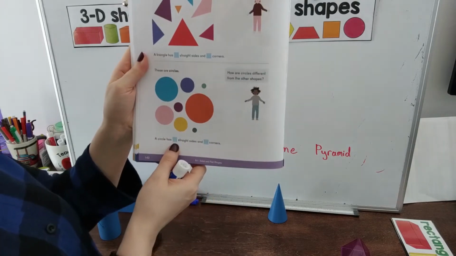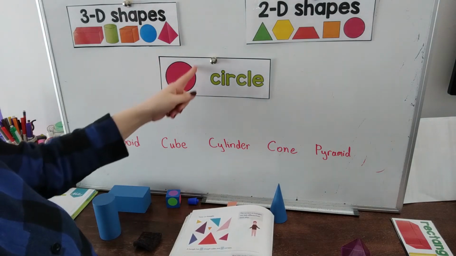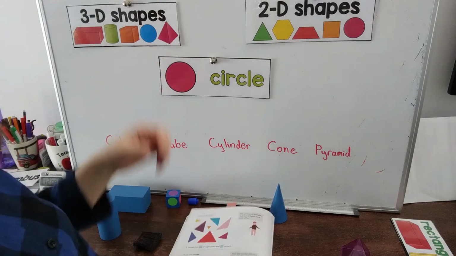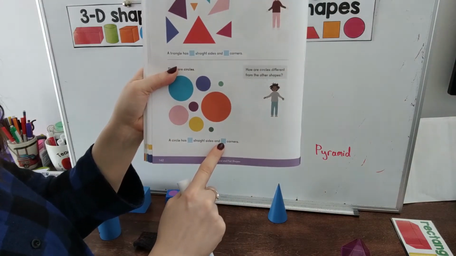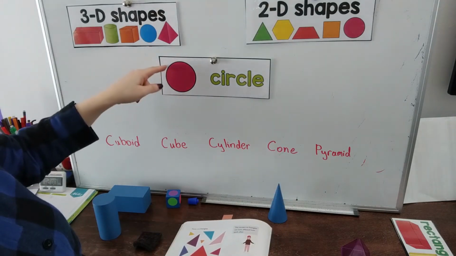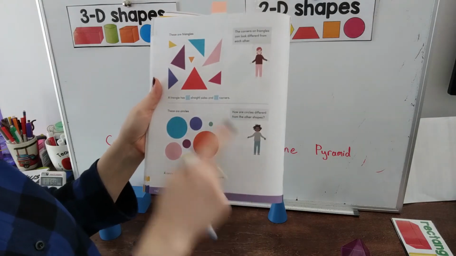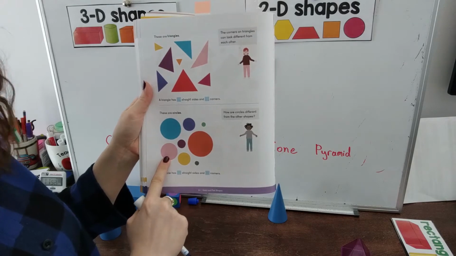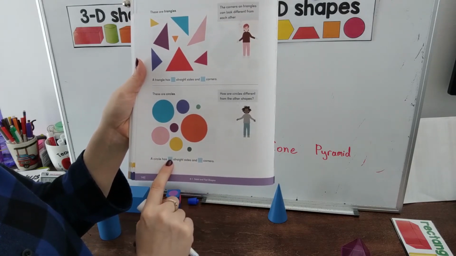Does a circle have any straight sides? Any straight sides? No. So we would say a circle has 0 straight sides. And does it have any corners? Take a look. Any corners? No corners. So 0 corners. A circle is different than all the other shapes because it has no sides and no corners. Go ahead and put your zeros in both of those boxes.